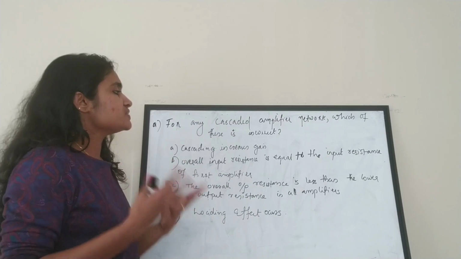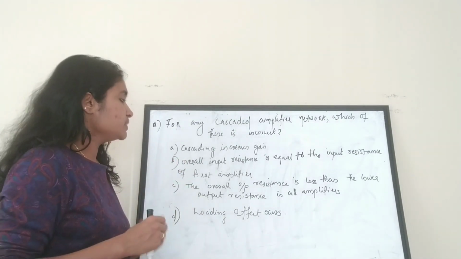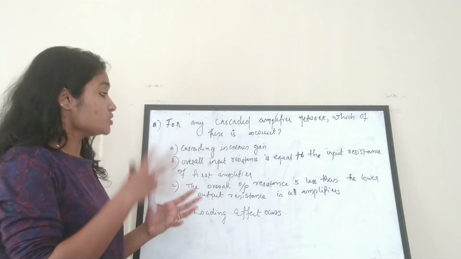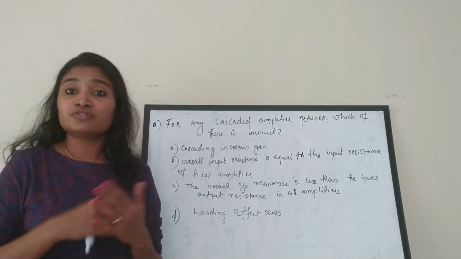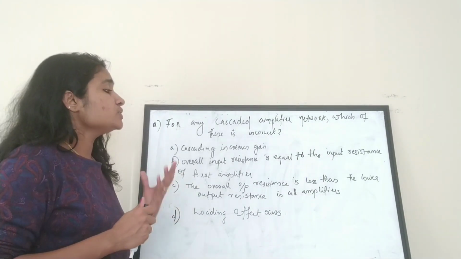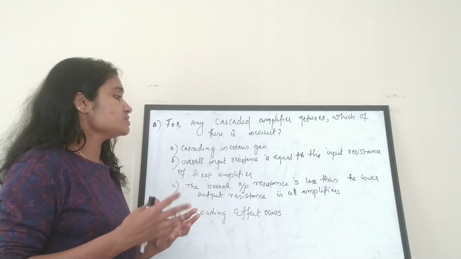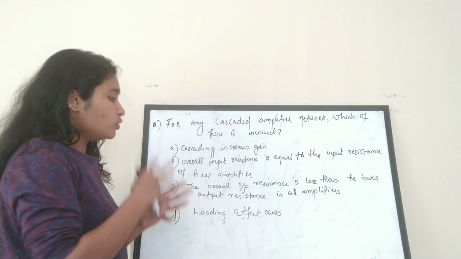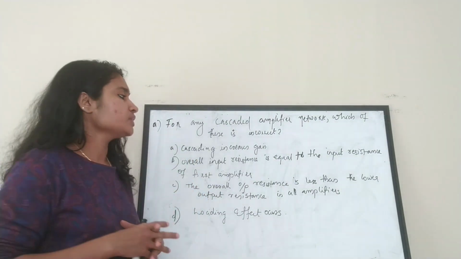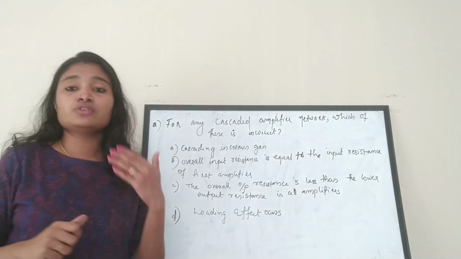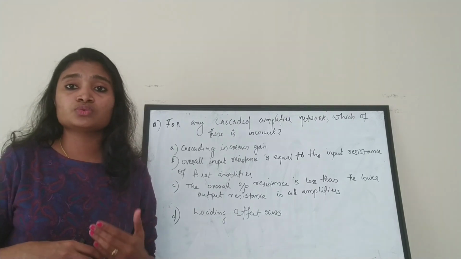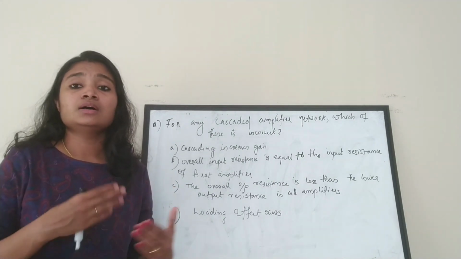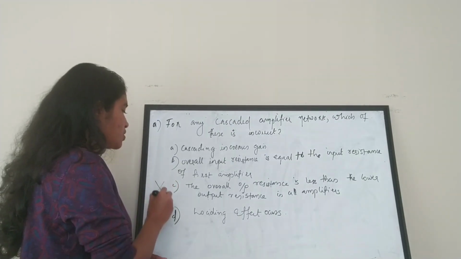Second option is overall input resistance is equal to the input resistance of the first amplifier. In the case of a cascaded amplifier, we know that the overall input resistance is equal to the input resistance of the first amplifier. Third option, the overall output resistance is less than the lowest output resistance among all amplifiers. That is, if you compare the output resistances of the amplifiers, the overall resistance would be lesser than the lowest value. That is not right, because in the case of cascading of amplifiers, the overall output resistance is equal to the output resistance of the nth amplifier, that is the last one. So this one is wrong.